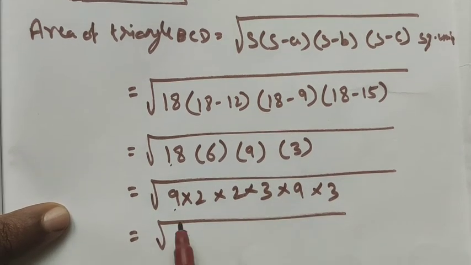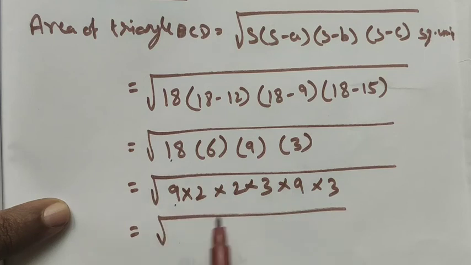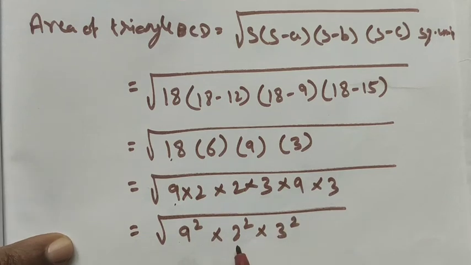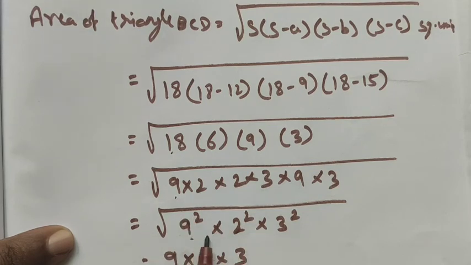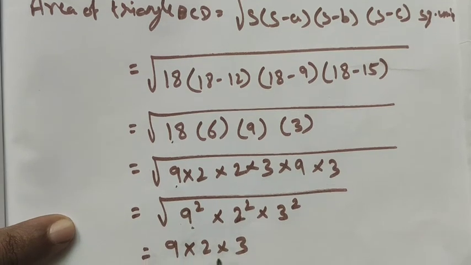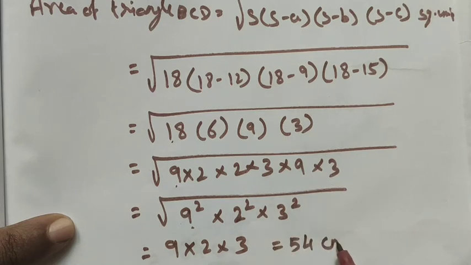Now finding the square root of this. 9 into 9 is 9 square, 2 into 2 is 2 square, 3 into 3 is 3 square. This is the easiest way to find the square root. Now root and square will be cancelled. 9 into 2 into 3. It is all in multiplication product form, so we can cancel it. So 9 2s are 18, 18 3s are 54 centimeter square is the area of the triangle BCD.